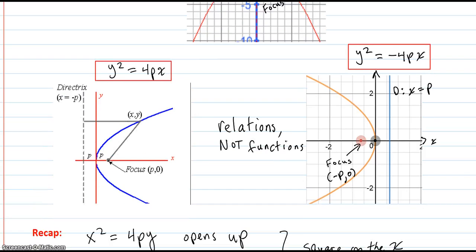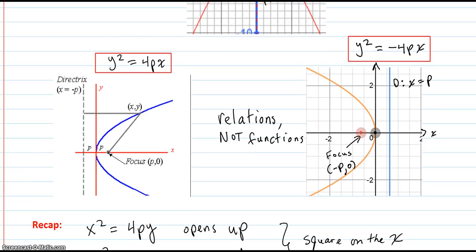Okay, then right and left here, when the square is on the y, that's when it opens sideways, and if it's a positive number, it opens to the right, and if it's a negative number in front of the x, it opens to the left. And by the way, both of these sets of points, they're relations, but they're not functions, because they break the vertical line test by crossing in two different points vertically.